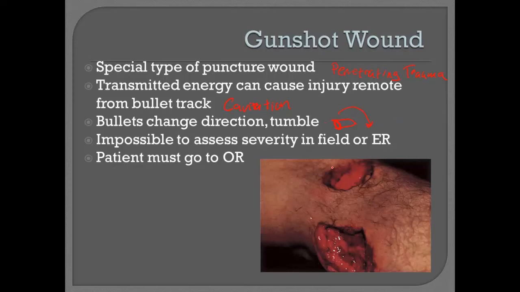You can see here, this looks like a giant hole. As far as I'm aware, there's no gun or anything that has a bullet that size. The reason that you have a hole that size is either because of the cavitation of the bullet through the wound, or because the bullet decided to tumble through the area there. For us, it's impossible to assess the severity, and even in the emergency room, it's impossible to assess the severity of the injury. This patient has to go to the operating room.